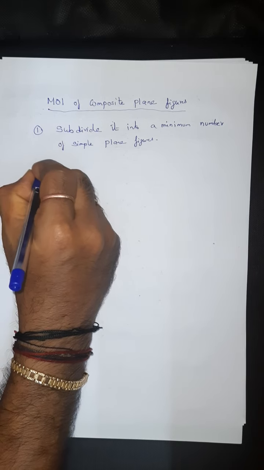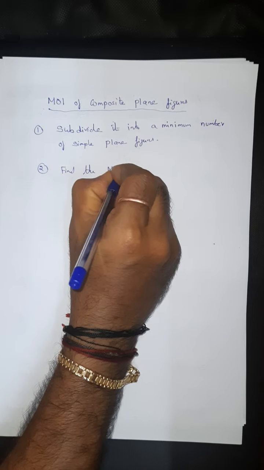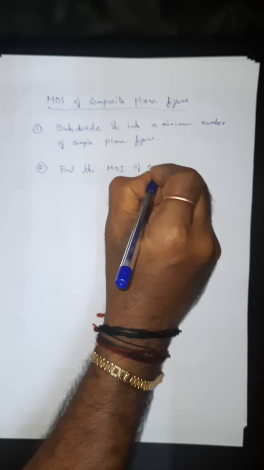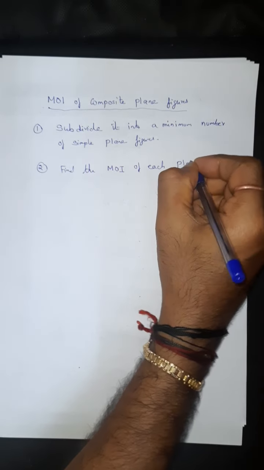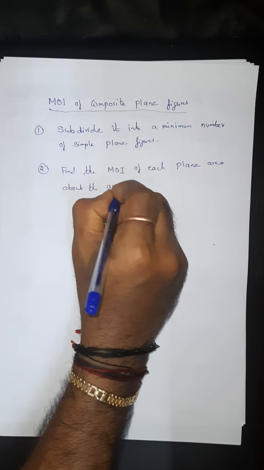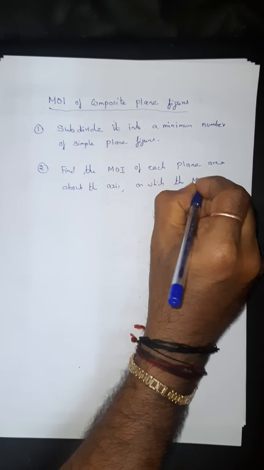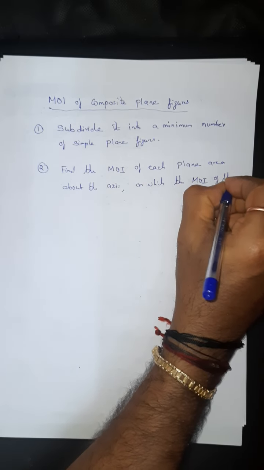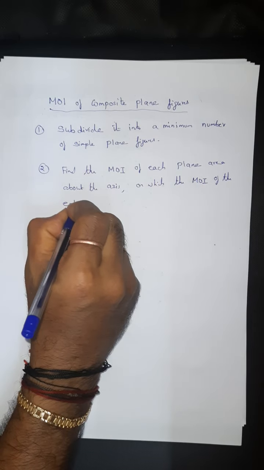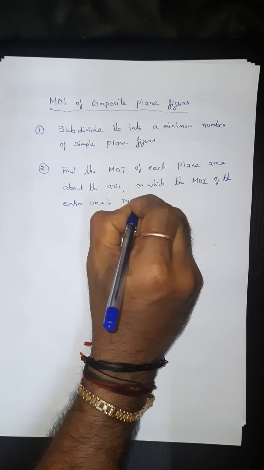Then find the moment of inertia of each plane figure or plane area about the axis on which the moment of inertia of the entire area is required, which is nothing but the x axis and y axis, for which I taught you the formulas, right?